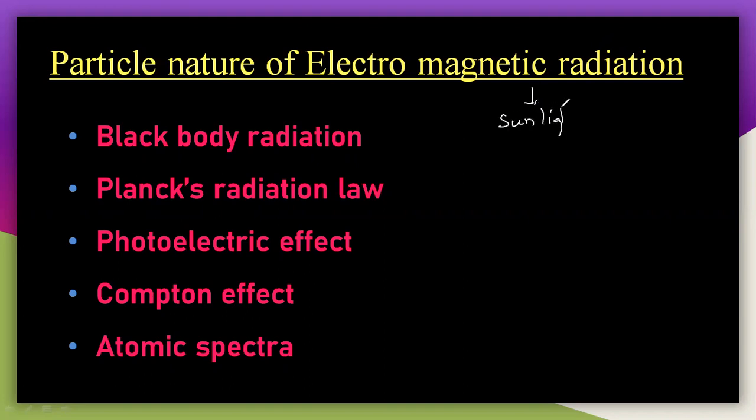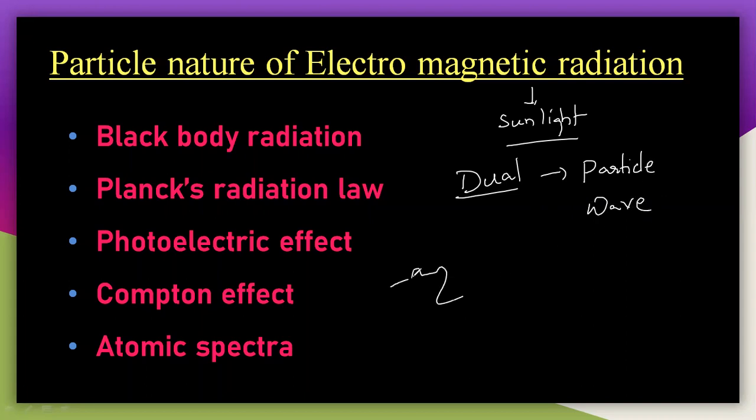So you know that our sunlight is having different types of radiations, and those radiations are classified into IR rays, UV rays, visible rays, X-rays, gamma rays, cosmic rays, everything. But here we need to discuss the dual nature of electromagnetic radiation. Dual, that means two ways. One is particle, another one is wave. That means a photon.